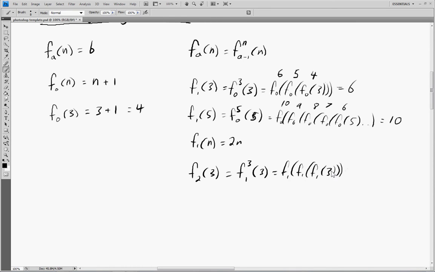Now we're going to use our formula here to figure this out, because otherwise we have to expand this out in terms of f0, and it's going to get really long and messy.